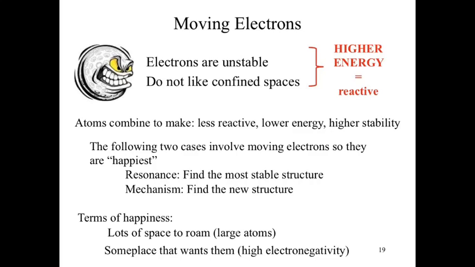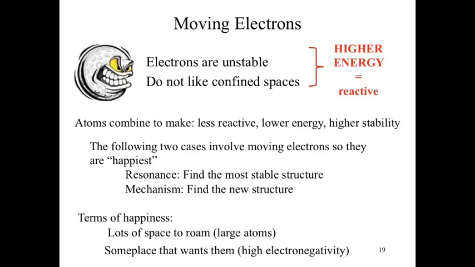So when we go through and look at reactions, atoms will combine to make less reactive electrons. So we'll want to put those electrons into a lower energy state, which means they're more stable, less likely to react, everything's happy. So what things actually involve happiness? When we're looking at resonance, we want to find the most stable structure, or the most stable way to arrange the electrons around a given set of atoms. When we look at mechanisms, we use it to find a new structure. So how can we change the arrangement of electrons around a group of separate molecules to make new molecules?